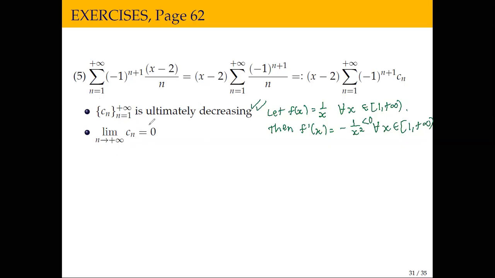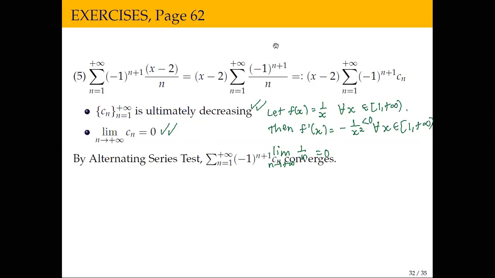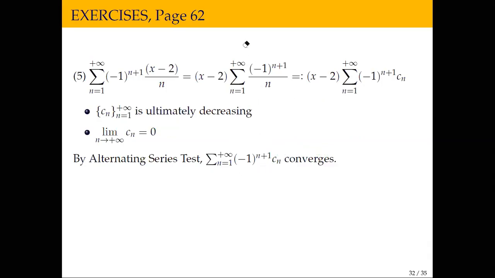For the second one, we have to look for the limit of 1 over n as n goes to positive infinity. This we know to be 0, so this limit is equal to 0. So verified na rin yung second criteria. Thus, by the alternating series test, we say that this infinite series converges.